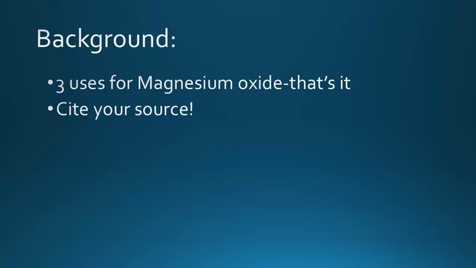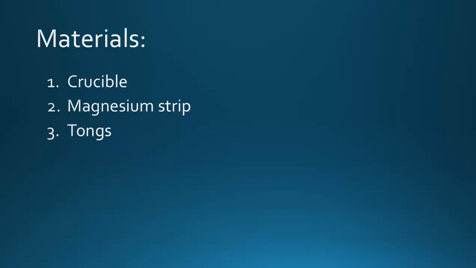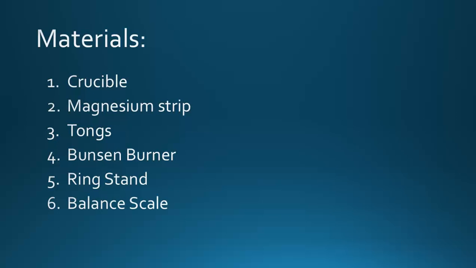Background, easy. Easy peasy lemon squeezy. 3 uses for magnesium oxide. That's it. Just 3 uses for magnesium oxide. Cite your source. Materials, you're going to be using a crucible, magnesium strip, tongs, Bunsen burner, ring stand, balance scale, clay triangle.